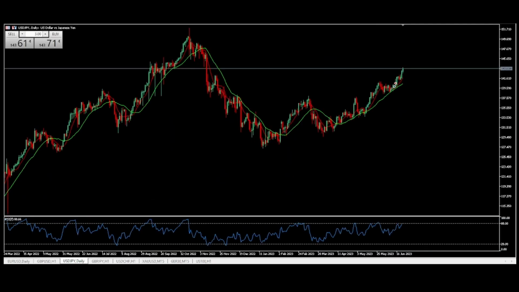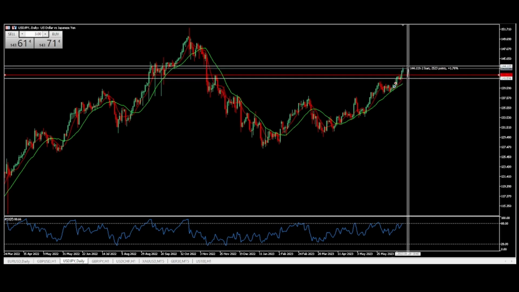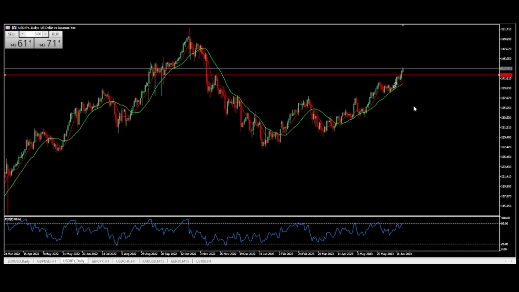We'll start off again with what's happening on the daily. So what we can see here, if we just draw some lines, we've seen a little bit of resistance at this point. Previously, what we've seen recently, it was kind of rejecting this level, but due to some news that came out, we've seen a sharp continuation above this resistance zone.